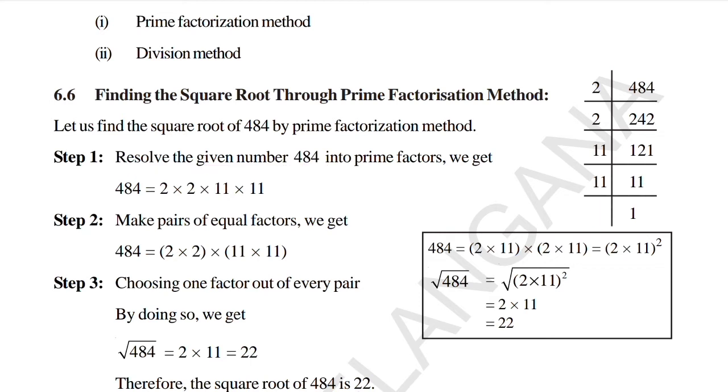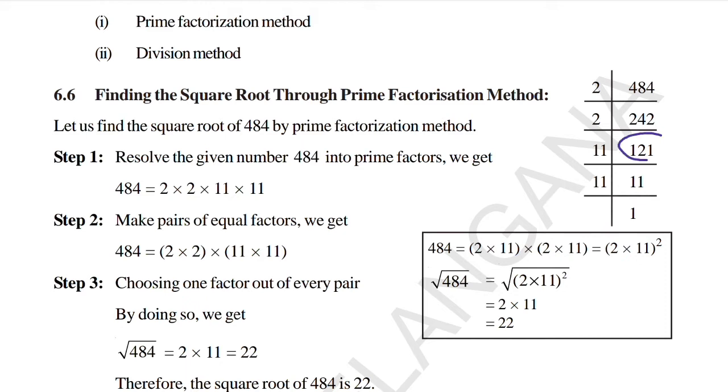We need to do some rough work. So here is the rough work. First, 484 comes in the first prime number table, that is 2. 2 twos are 4, 2 fours are 8, 2 twos are 4, so 242. 242 comes in the 2 table again. So 2 ones are 2, 2 twos are 4, 2 twos are 4, 121.